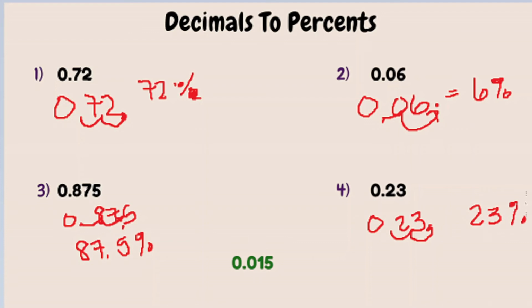So now that you've gone through 4 examples, try this bonus question on your own. Convert 0.015 to a percent. Drop your answer in the comments, and I'll post another link to a video that shows you exactly the answer and how I got there.